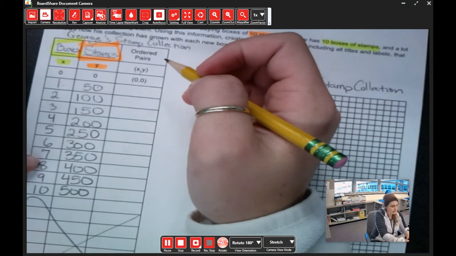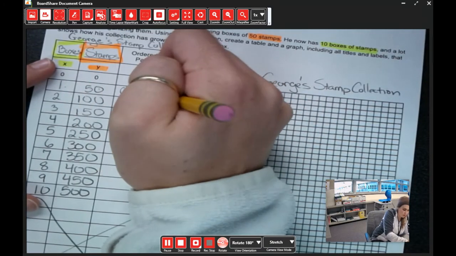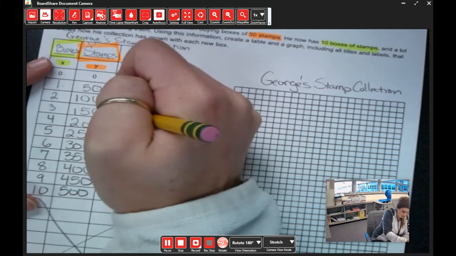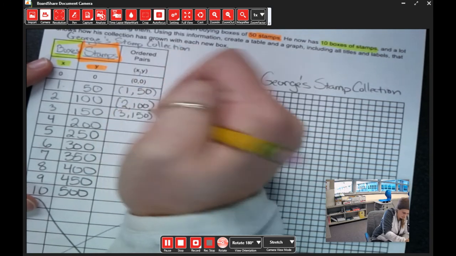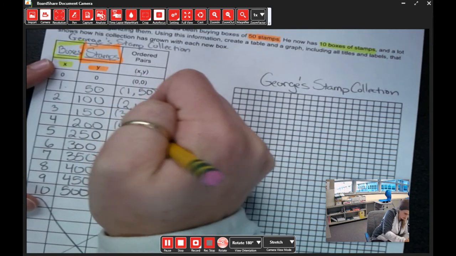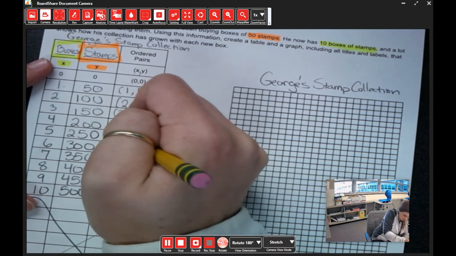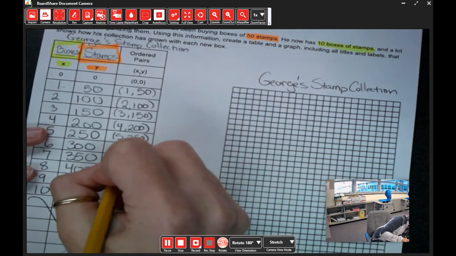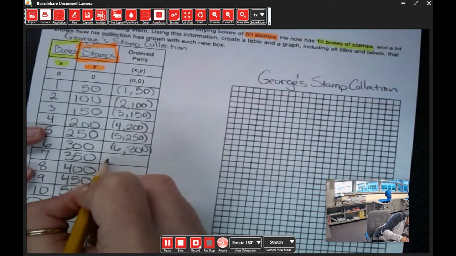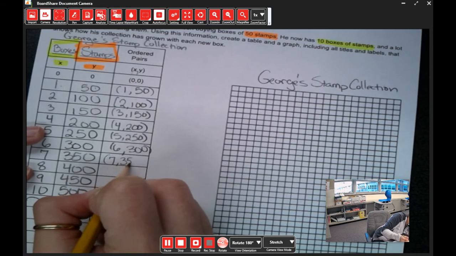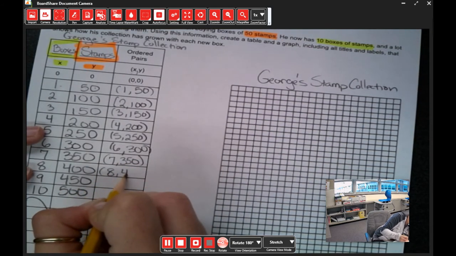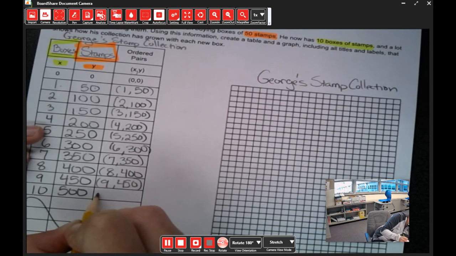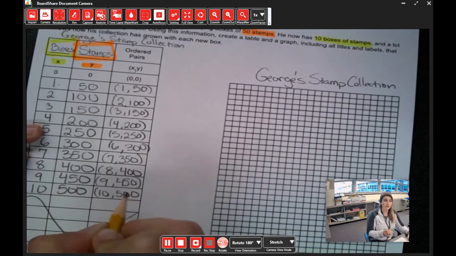The ordered pairs, the XY coordinates for my numbers. Well, these are all my X's and these are all my Y's, so that's pretty easy. 1, 50. 2, 100. 3, 150. 4, 200. 5, 250. 6, 300. 7, 350. 8, 400. 9, 450. And 10, 500. There we go.